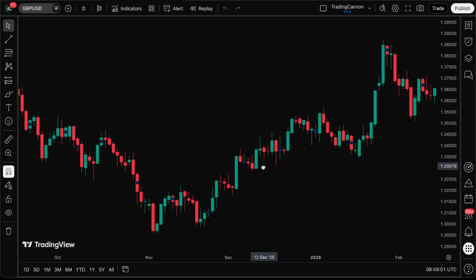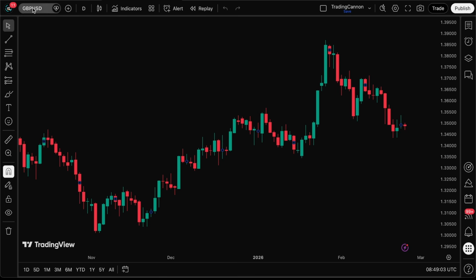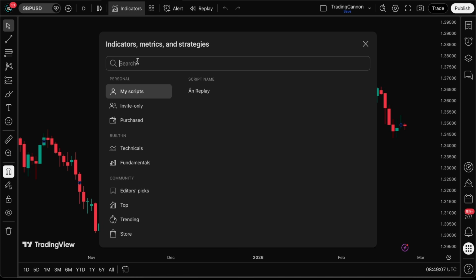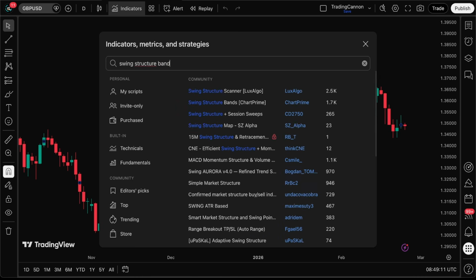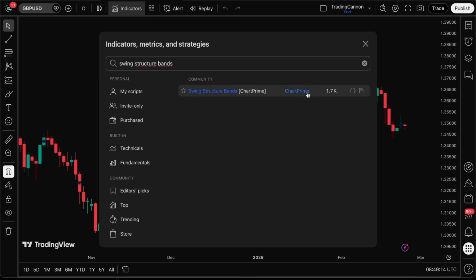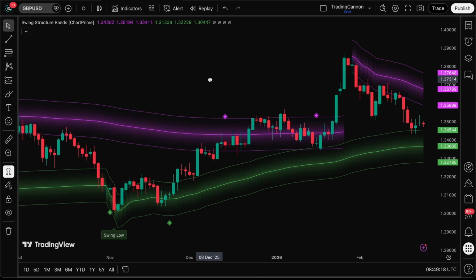Add the indicator. All right, let's get this set up on your chart. Once you're logged in, open up TradingView and load your favorite chart. Click the Indicators button at the top of the screen. In the search bar, type Swing Structure Bands, Chart Prime, select the one from Chart Prime, and click Add to Chart. Boom, it's on there.